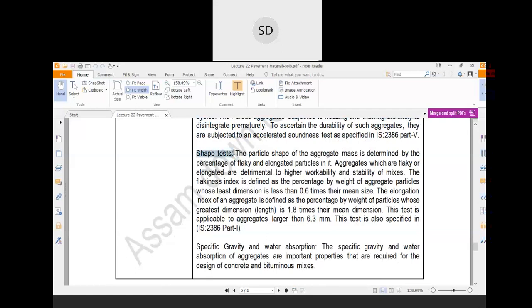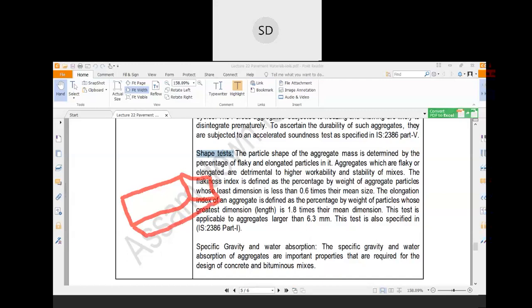Then coming to the next portion, shape test. Now there are two types of shape test. One is flakiness index test and another one is elongation index test. So in the flakiness index test, what happens? You need to find out what are the flaky particles. Now the definition of the flaky particles is, let me first discuss one thing about the particle size. Suppose this is a standard shape.